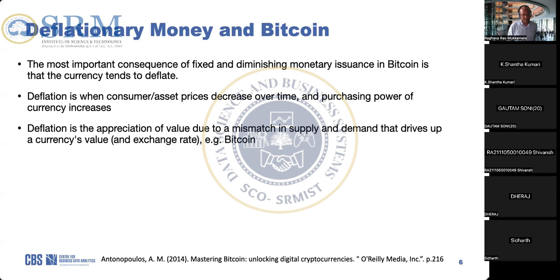So that is the deflationary phenomenon. Deflation normally happens due to a mismatch between supply and demand. That means there is a huge supply of products, and the demand for the products is less. Then the prices will go down, right? We normally see this phenomenon in the real estate market. Not only in India, every country is susceptible to this.